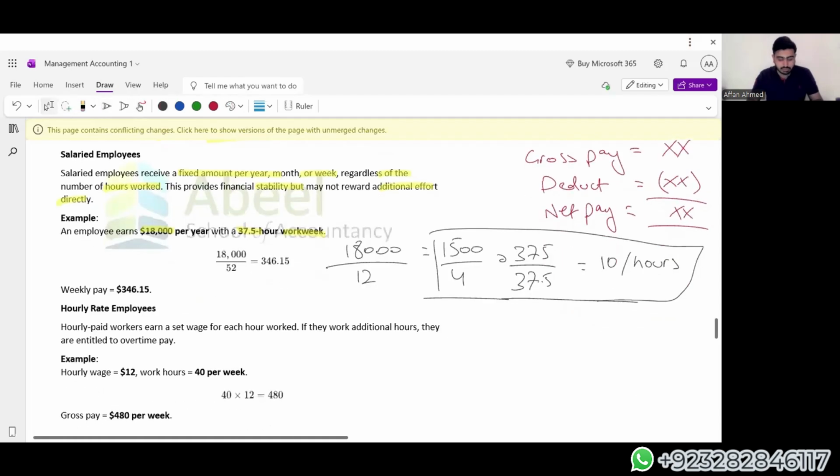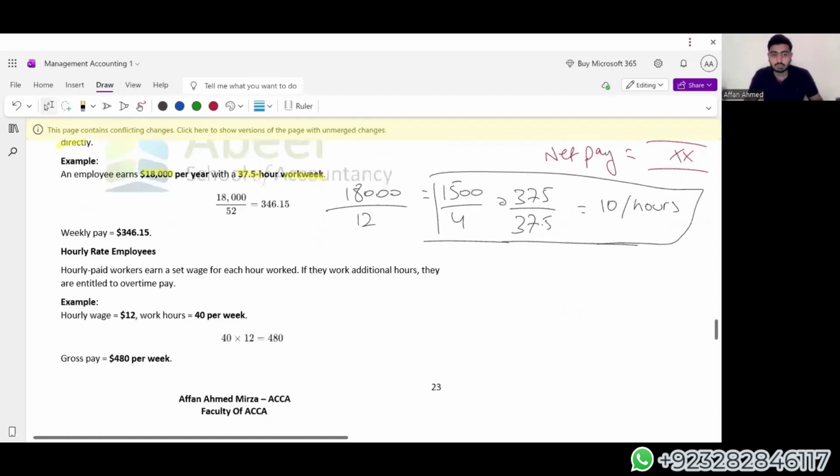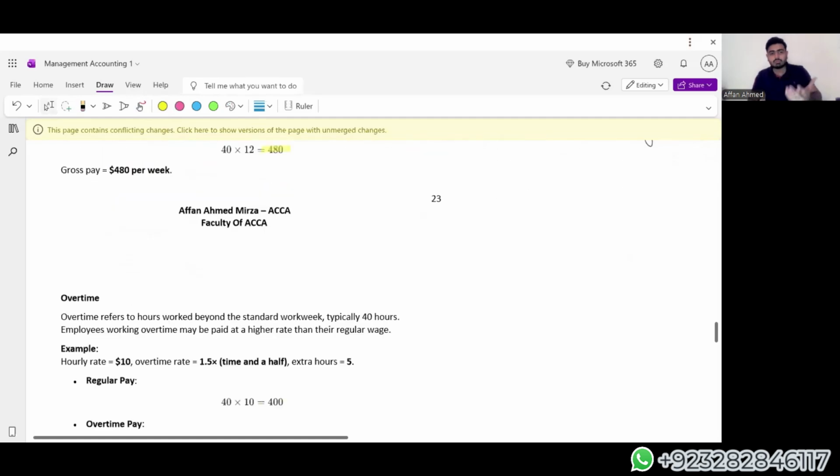Now, the next thing is hourly rate payment, which can fluctuate because this is based on the number of hours that we have worked per week. So hourly paid workers earn a set wage amount per week. If they work additional hours, they are going to be paid extra overtime. Overtime is normally 1.5 times basic pay. It can be higher in some situations, or lower in some situations, depending on the company. So for example, if the hourly wage is 12 and the worker works 40 hours, he is getting $480 per week, and he's taking it home. This is the gross payment, so deductions will be there.